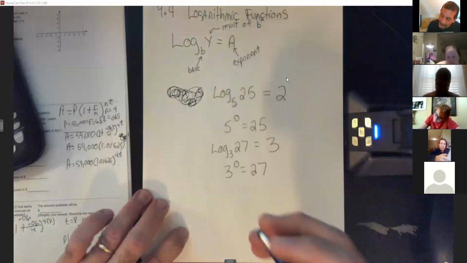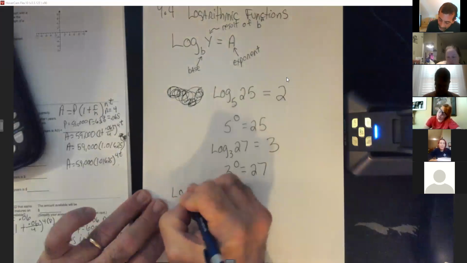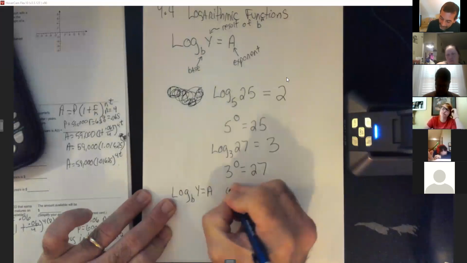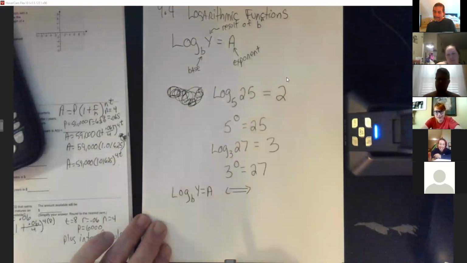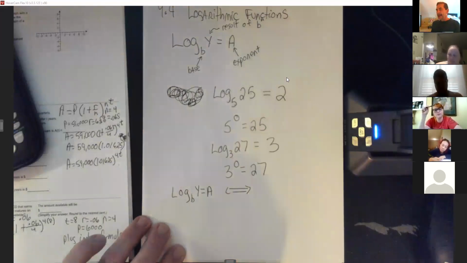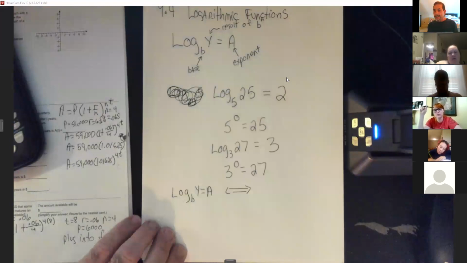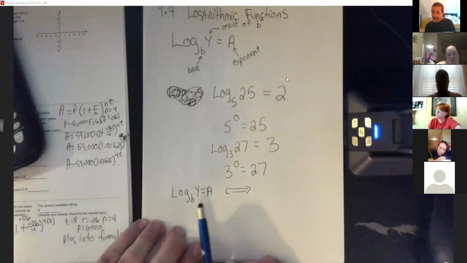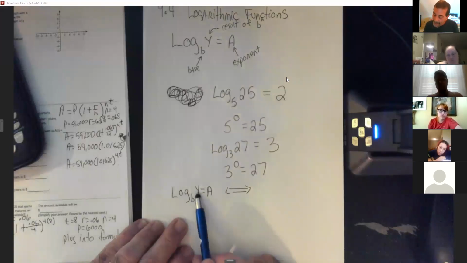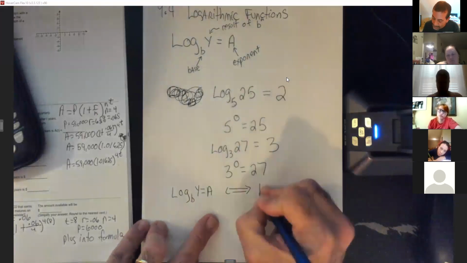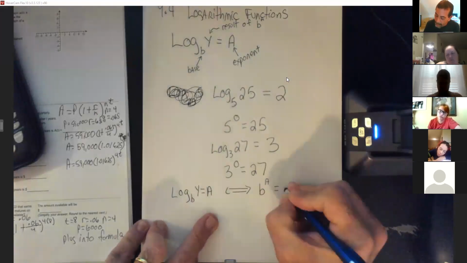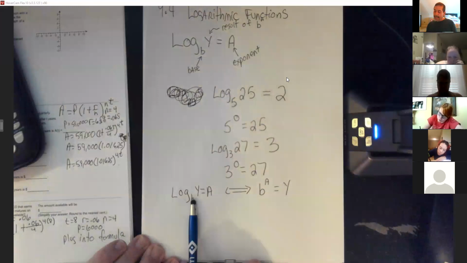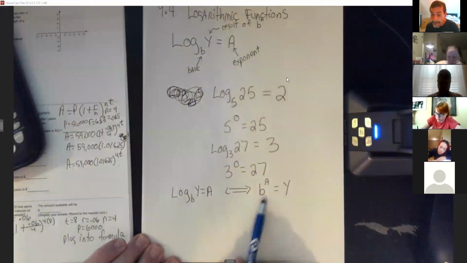So here's the general form of these. There's no way for me to upgrade your calculator since we're not in school, so I'll show you another way that we can do those on yours. But y'all, log base b of y equals a if and only if b to the a equals y. So logarithms and exponentials sort of undo each other, okay?